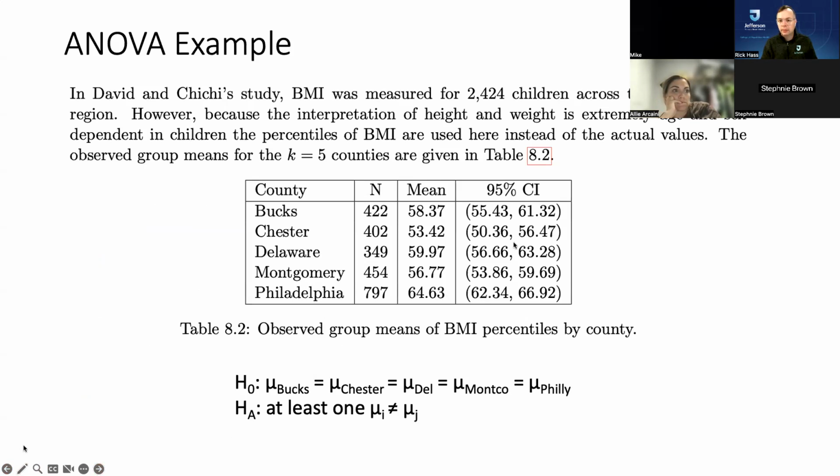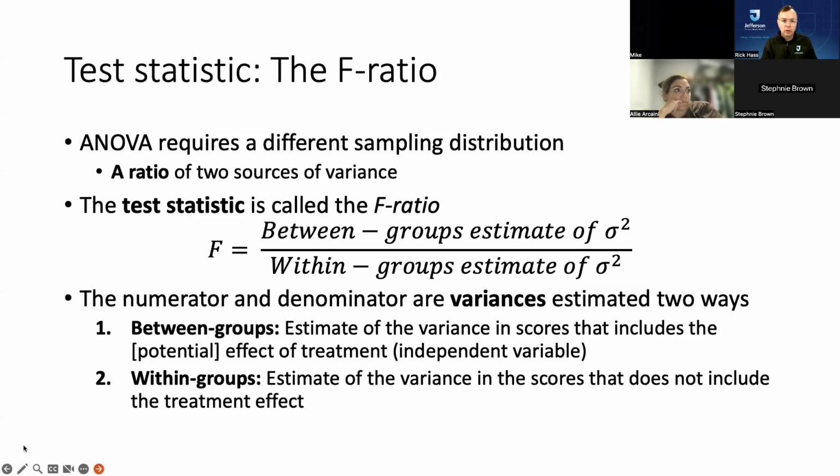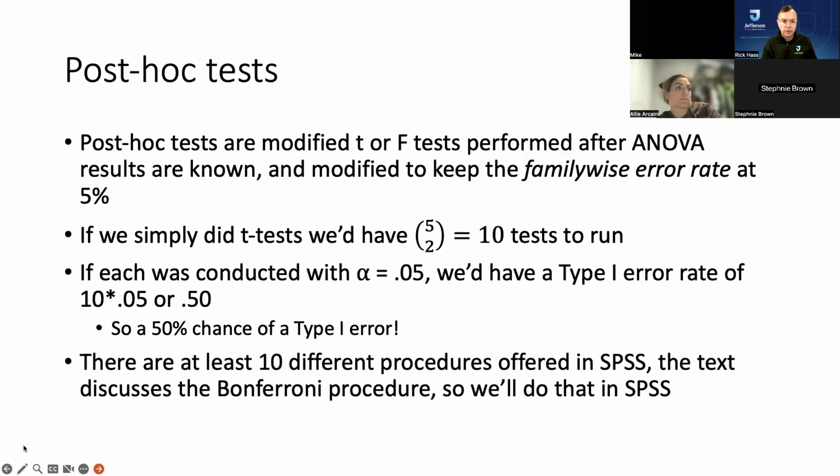One thing we can do is look at whether their confidence intervals overlap, or really whether the mean of, say, Bucks County falls into the confidence interval for Chester. If it doesn't, then we can say that they're really different. But we have a more automated set of procedures that we call post hoc tests.